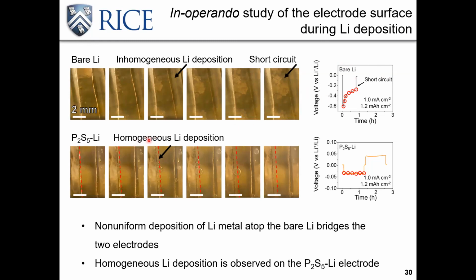However, for the P2S5-coated lithium, there is a much more homogeneous lithium deposition behavior, as shown here, and at last it's still pretty homogeneous. And during the subsequent stripping process, this lithium can also be dissolved in a homogeneous manner.